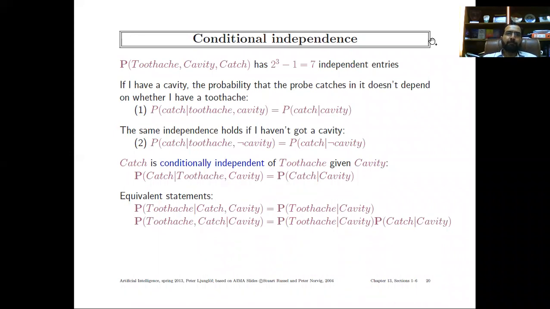So the same independence holds if I haven't got a cavity, because it does not depend upon it. Catch is conditionally independent of toothache given cavity. It does not matter whether there is a catch or not. That is why it is conditionally independent. An equivalent statement might be: the probability of toothache given catch and cavity is equal to the probability of toothache given cavity. And the probability of toothache, catch given the cavity is equivalent to the probability of toothache given cavity multiplied by the probability of catch given cavity. So that is the concept of conditional independence. There you have to find all the independent entries and then see where you have that conditional independence.